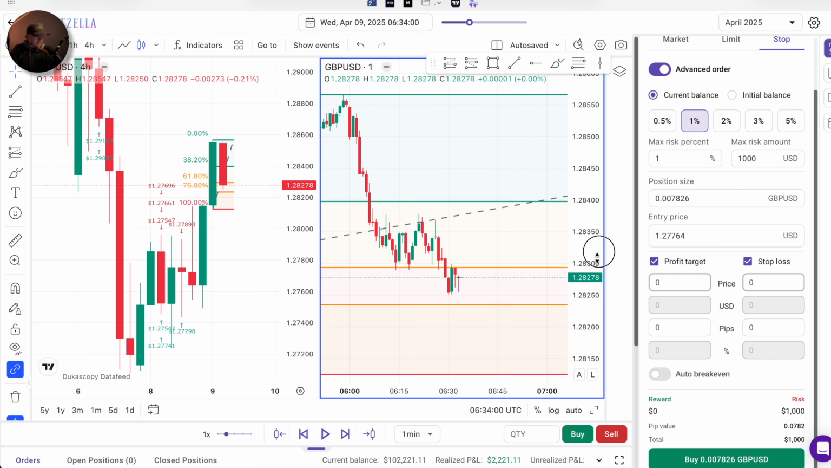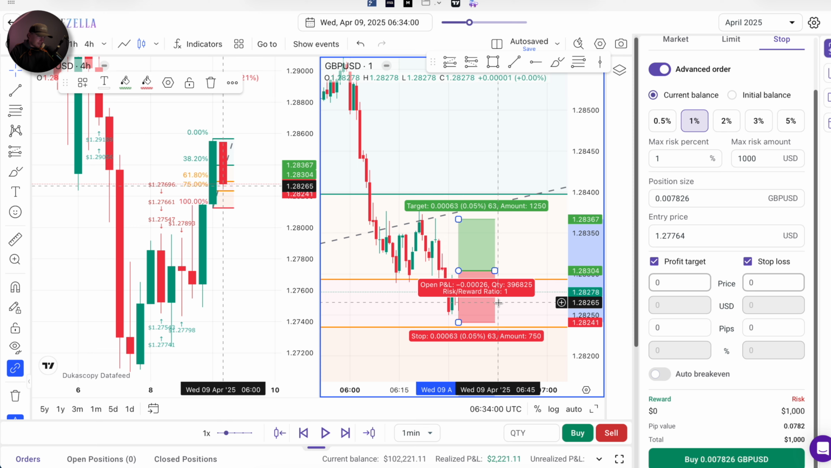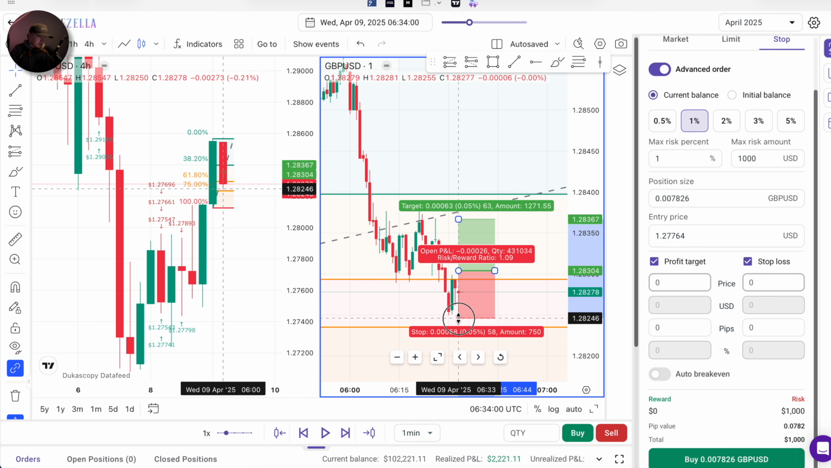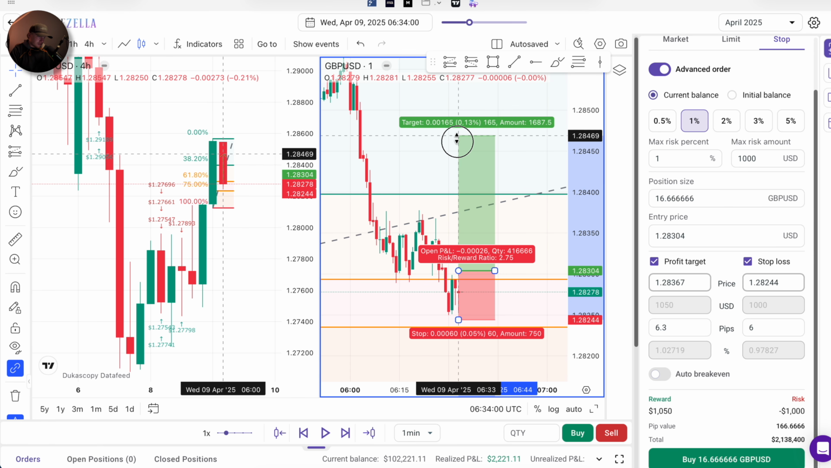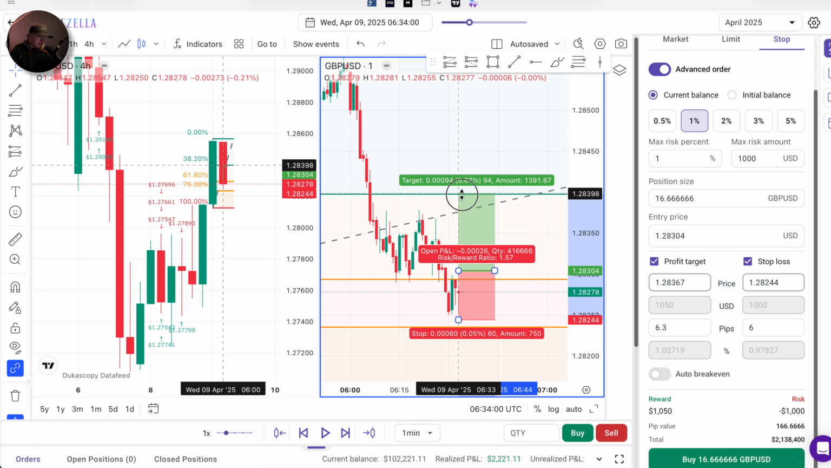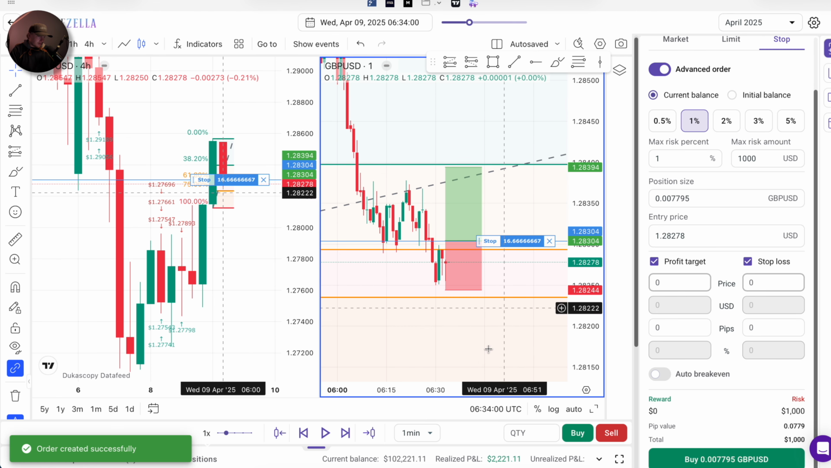Okay, so this is the shift. This is exactly what we look for. This is a really nice opportunity if we can break above that high. I'm going to do a 6 pip stop loss. Now we're in the second zone, so we're going to go 1.5. And let's see what happens.